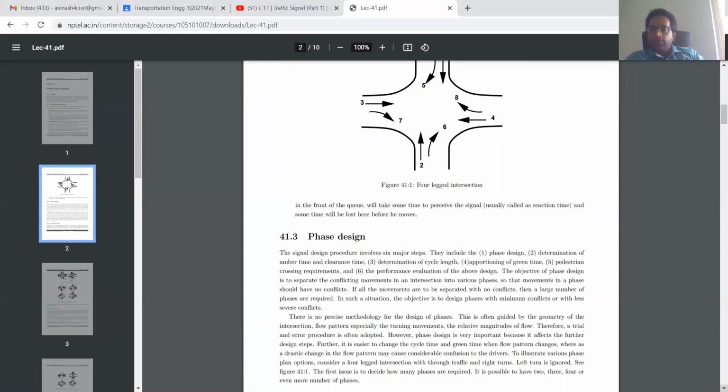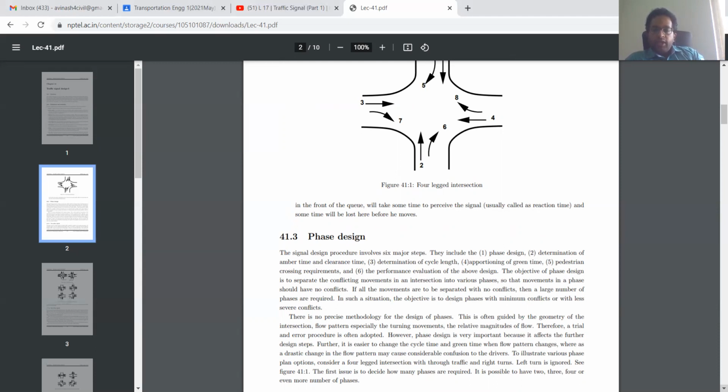So what are the 6 steps involved in the signal design procedure? First is phase design. Second is determination of amber time and clearance time. Then determination of cycle length, apportioning of green time, pedestrian crossing requirements, and the performance evaluation of the above design. These are the 6 major steps involved in the signal design procedure.